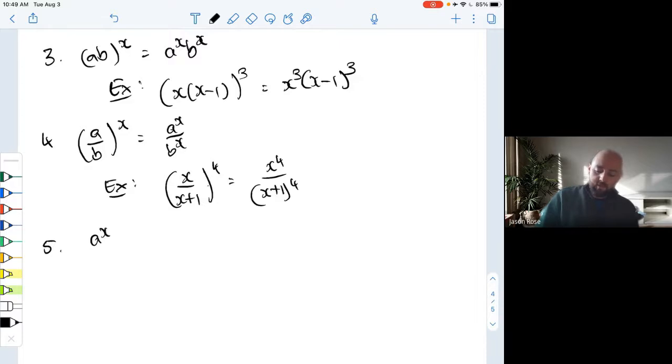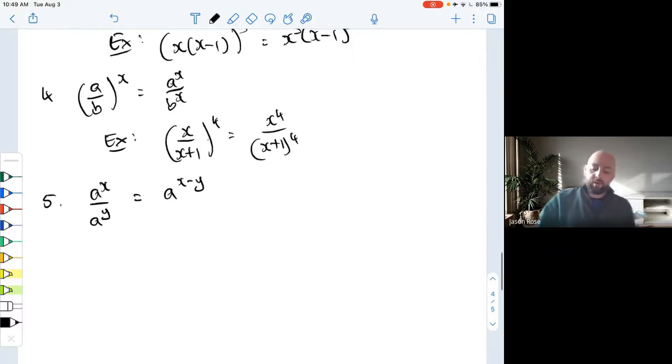Let's suppose you have a to the x over a to the y. When it's division like that, you might remember you subtract the powers. So for example, if you see x to the 7 over x squared, you would say, if I want to sort that one out, I'll bring the 2 above and it becomes a minus 2. So 7 minus 2 is 5.